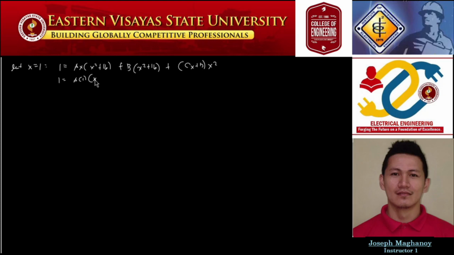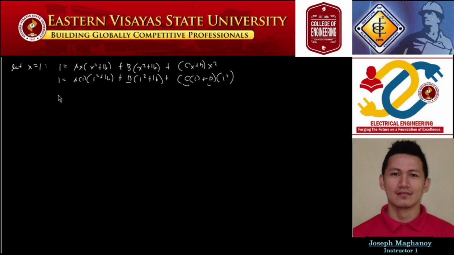So 1 plus 16 plus b1 squared plus 16 plus c1 plus d1 squared. Okay, so for the remaining, we have a value for our a, we have a value for our c, and we have a value for our d. We substitute it right away.